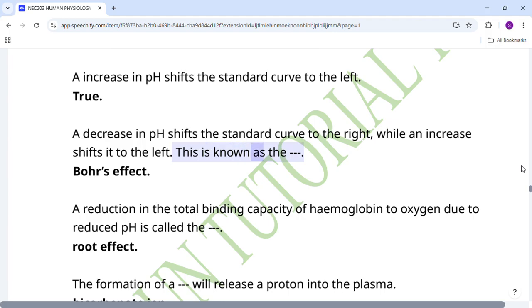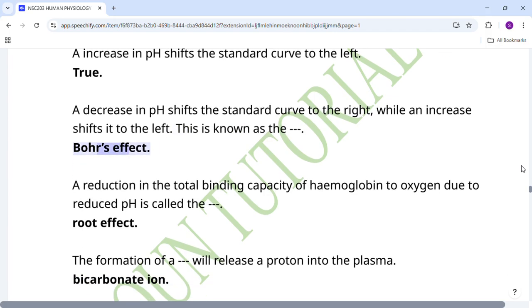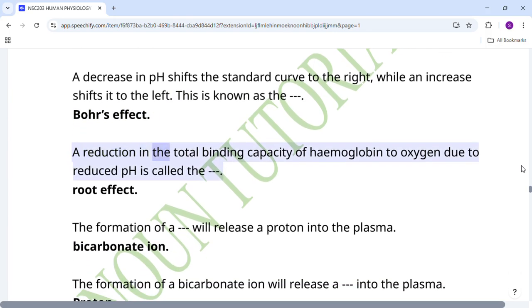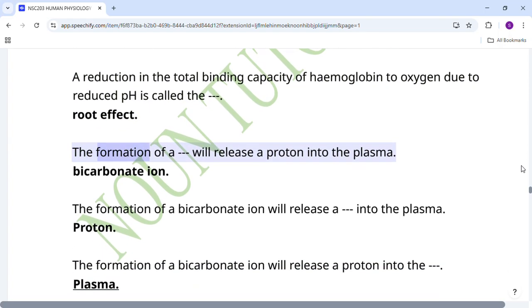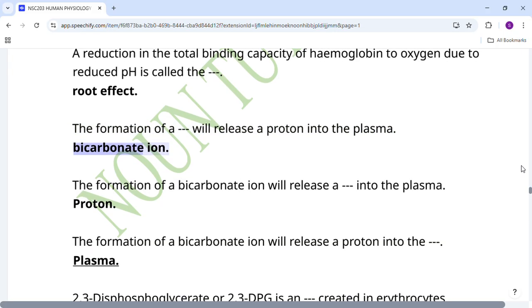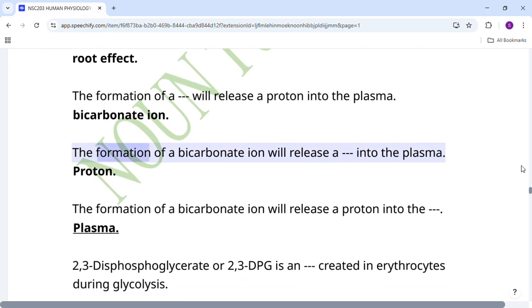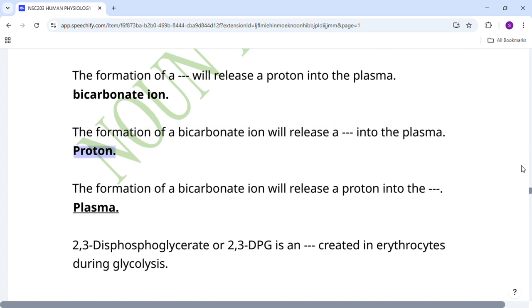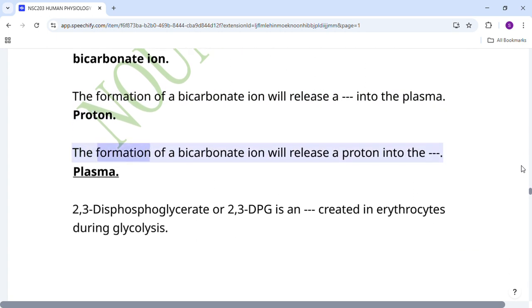This is known as the Bohr effect. A reduction in the total binding capacity of hemoglobin to oxygen due to reduced pH is called the Root effect. The formation of a bicarbonate ion will release a proton into the plasma.